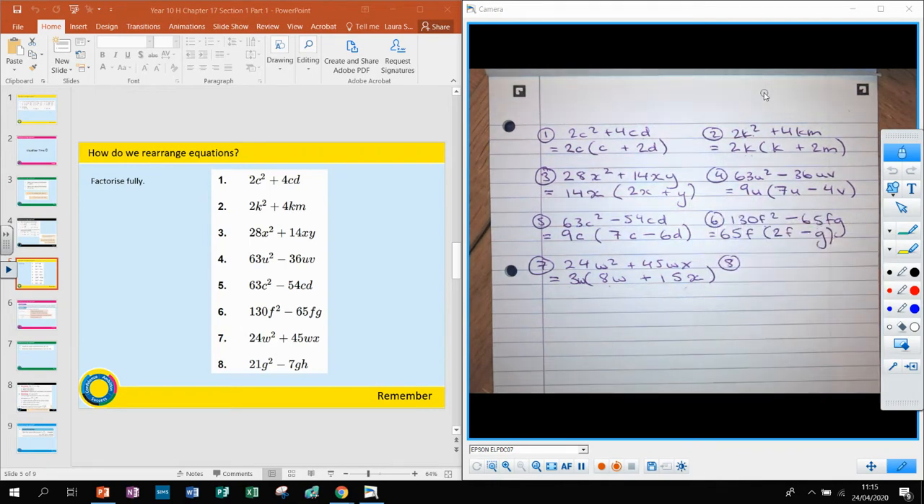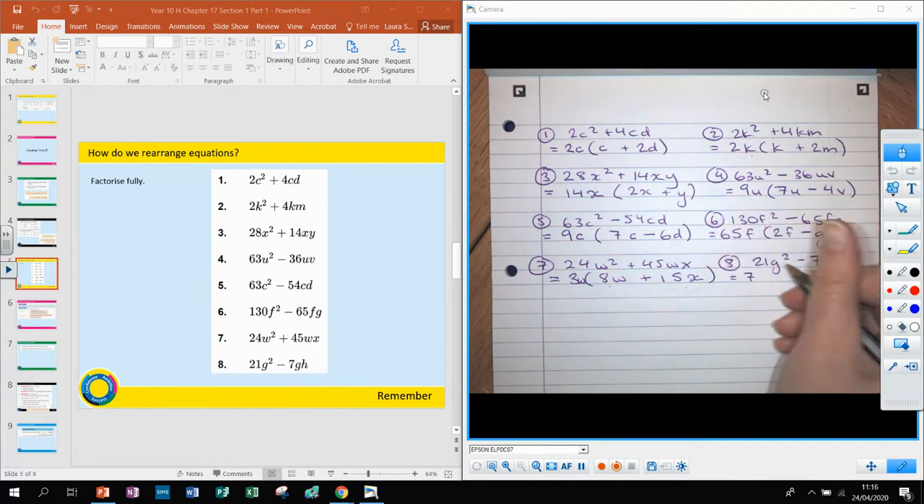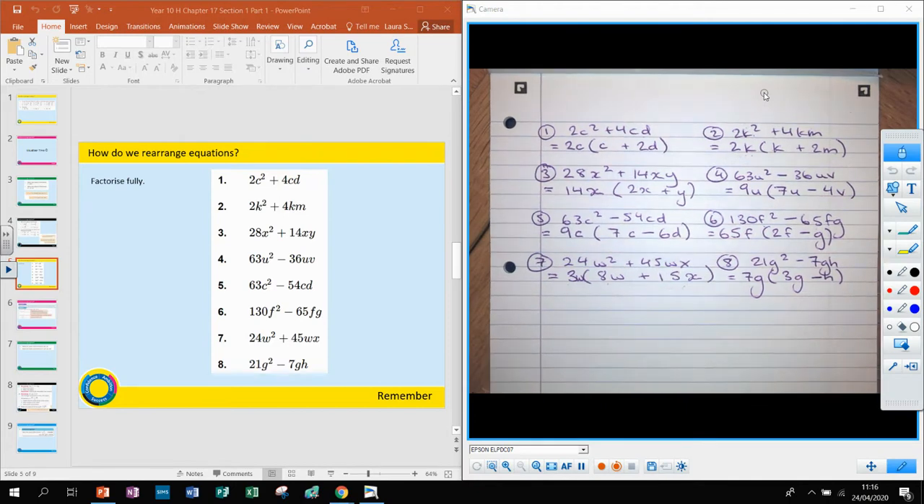Moving on to question 8, we have 21g squared minus 7gh. Here, our highest common factor is 7. Our highest common factor for the letters is g, leaving us with 3g minus h. Okay, so hopefully you guys found those all right.